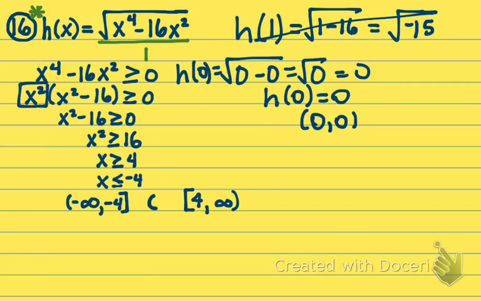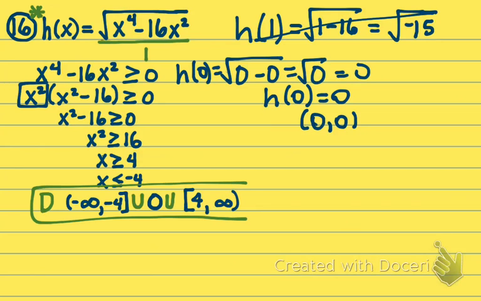So I'm going to go back and stick 0 in as a legal x value, part of my domain. I'm going to stick 2 U's in there because now I have 3 pieces in my domain, and this is my answer.